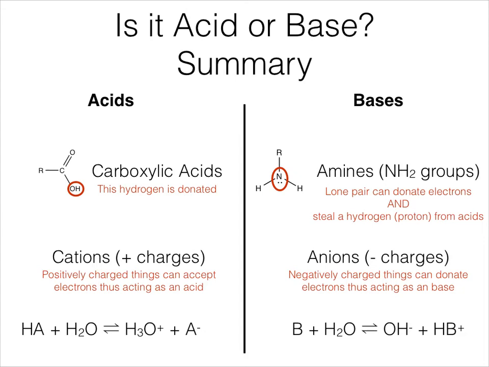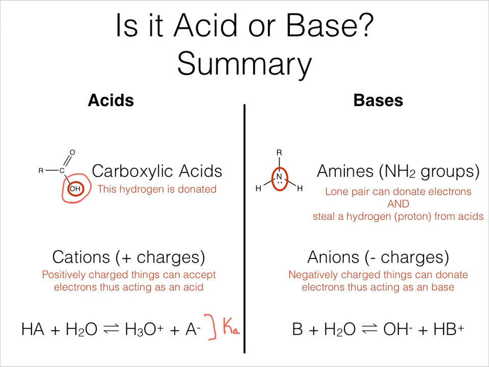Okay, so to summarize, acids can be carboxylic acids. This hydrogen attached to this single bonded oxygen is the hydrogen that moves, that is donated when it's behaving as an acid. Cations, positively charged things, can accept electrons, thus they act as an acid. And this is the generic form of the acid equilibrium that forms. And remember that this is described by a Ka.